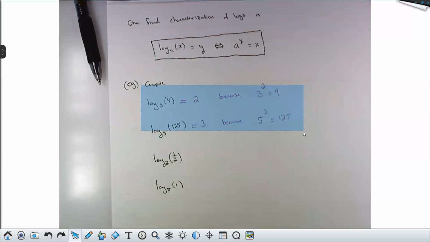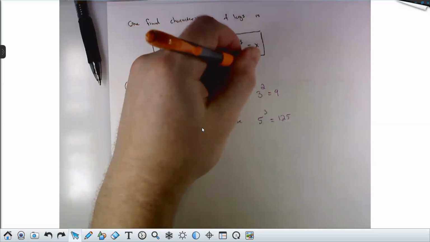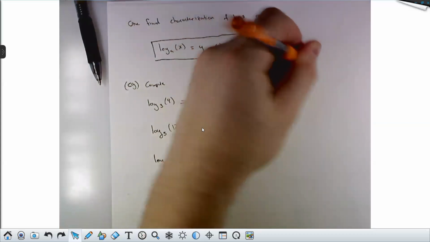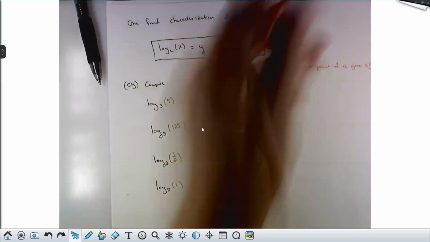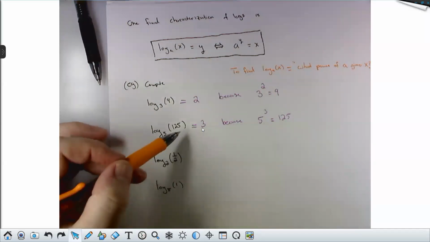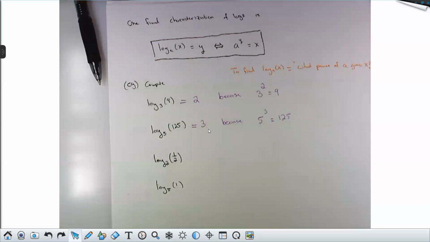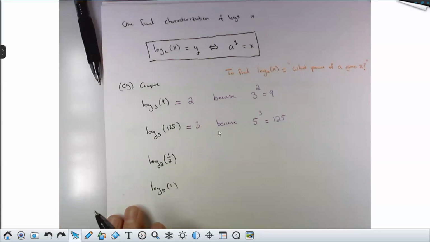I want to pause right here because I think this is a good place to try and get comfy before we come down to these two. Any questions about why this first one is 2 or why the second one is 3? Could you state, like, when you say what power? Yeah, so to find the base a logarithm of x, think of it like this. What power of a gives x? So like what power of 3 gives me 9? What power of 5 gives me 125? Oh, 3 squared is 9. And 5 cubed is 125. Gotcha. It's cool stuff, right?